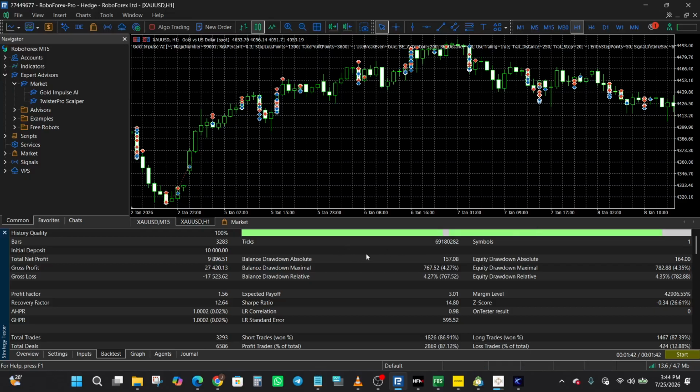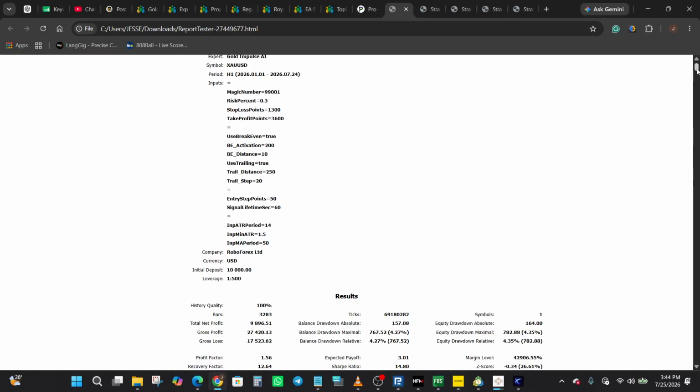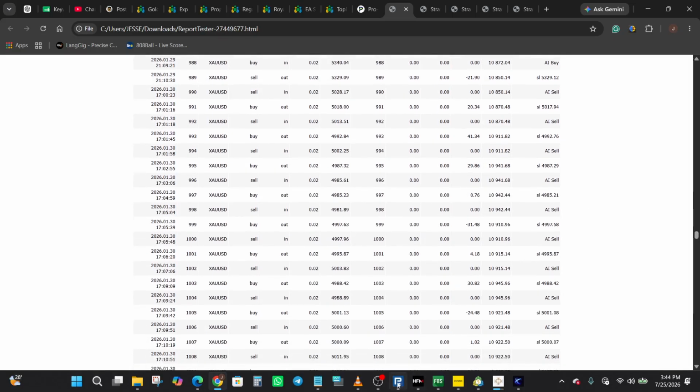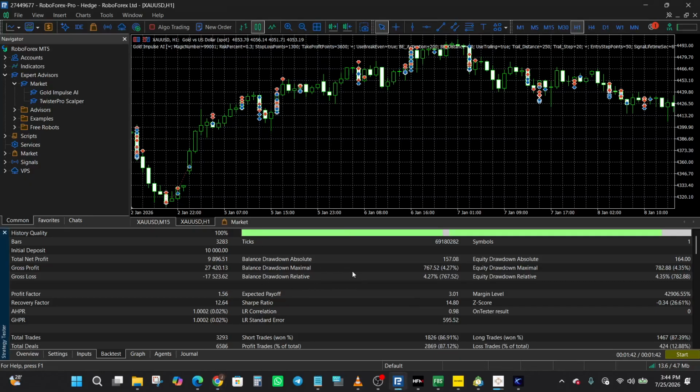So looking at the position duration, the minimal holding time observed was just 8 seconds, while the maximum holding time was 4 hours and 18 minutes. We can see the trade logs here. In this report, the report is actually downloadable from the MT5 platform.